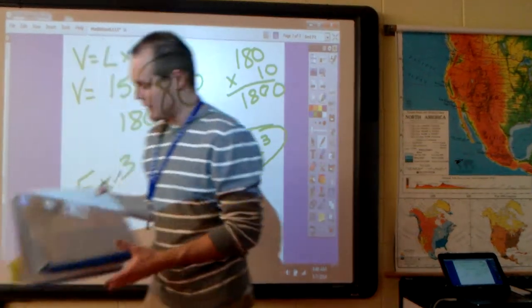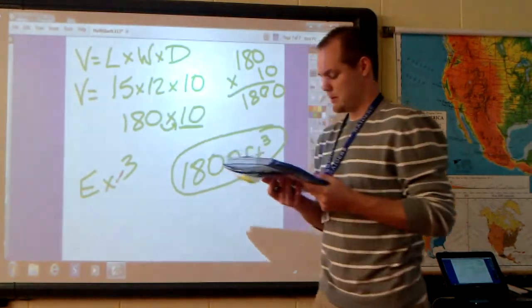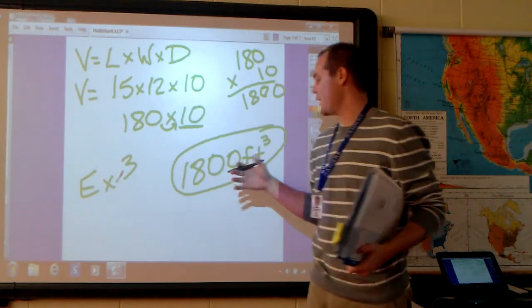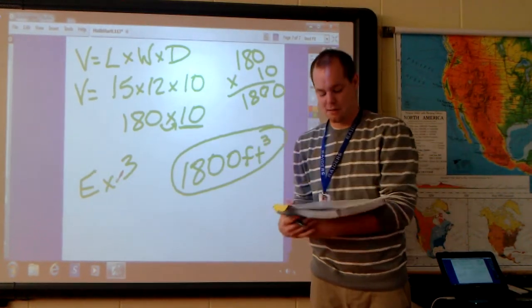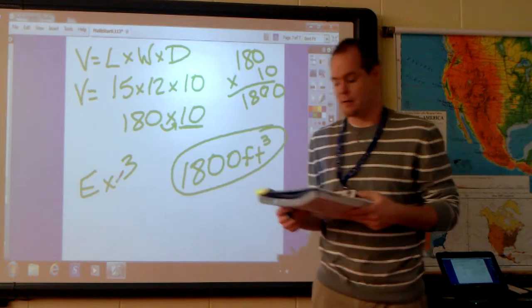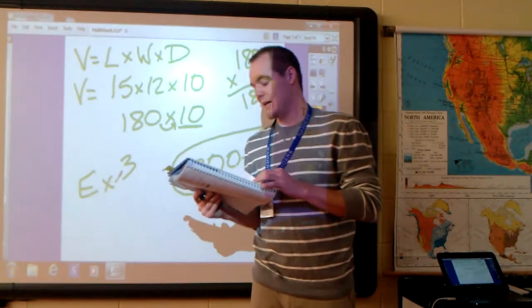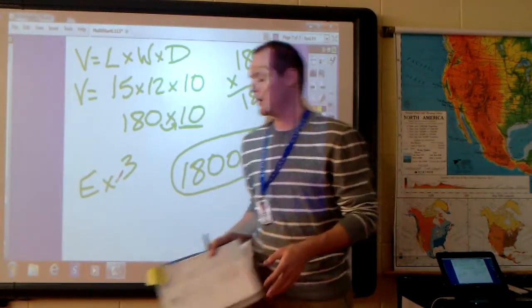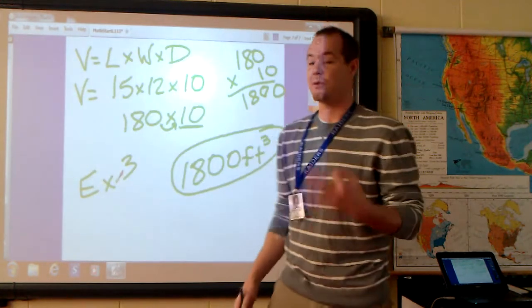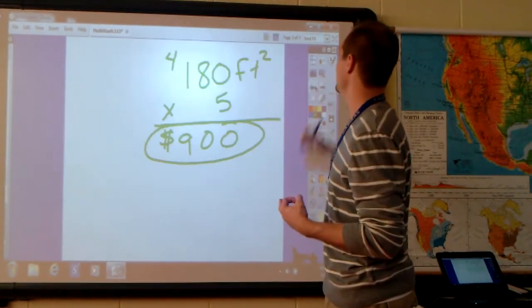It doesn't look like they ask us what the cost of it is, so we're not going to worry about that. Again, this lesson we learned how to use formulas, the 3 major formulas that we will use.